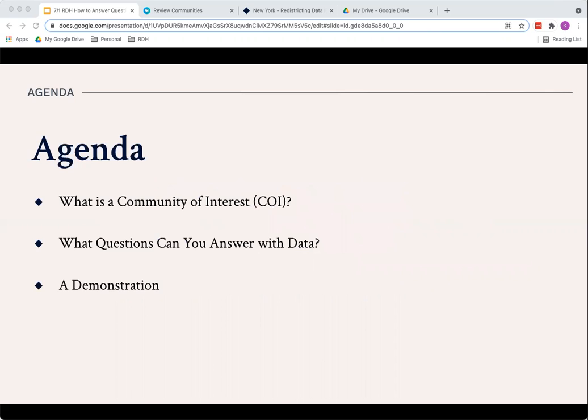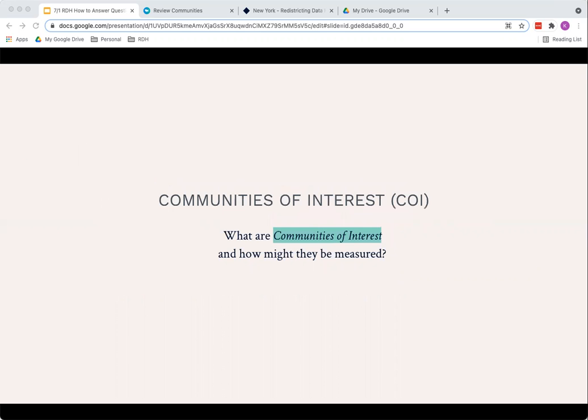Today we'll be focusing on communities of interest and how you can learn more about them using the data we have on the website. We'll also be doing a quick demonstration at the end of this training. So first, what is a community of interest and how might we go about identifying and measuring it?